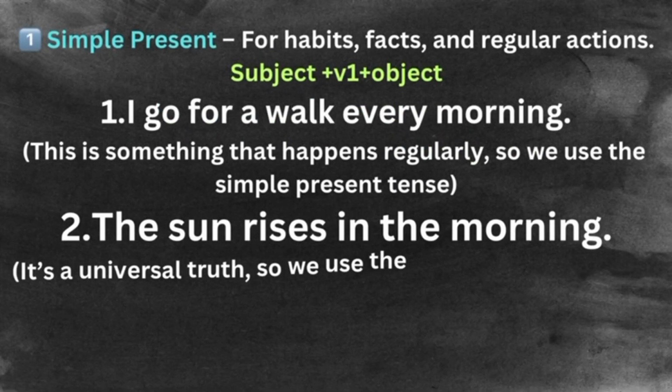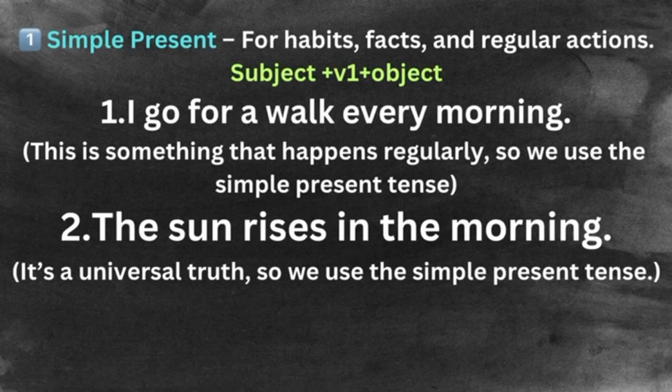Simple present for habits, facts, and regular actions. Subject plus verb 1 plus object. For example, I go for a walk every morning. This is something that happens regularly, so we use the simple present tense. The sun rises in the morning. It's a universal truth, so we use the simple present tense.